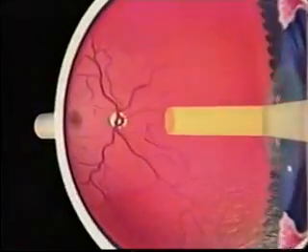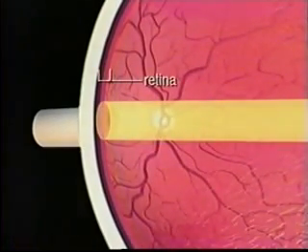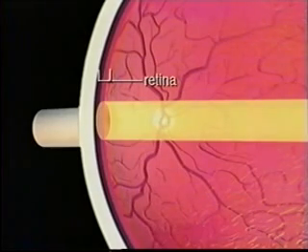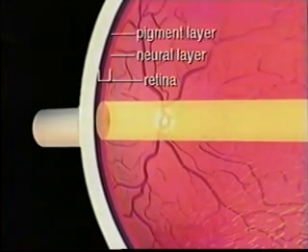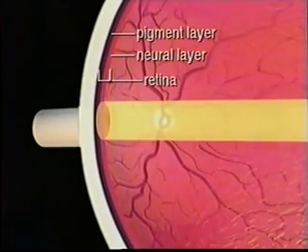Now we're going to take a closer look at the retina. Light traveling through the vitreous humor is focused onto the retina, the innermost layer of the eye. The retina has an inner neural layer, which contains photoreceptor cells, and an outer pigment layer, which absorbs the light that has passed through the neural layer.